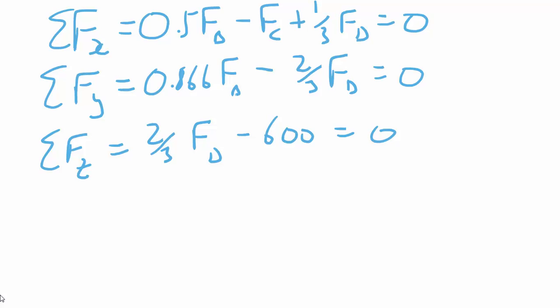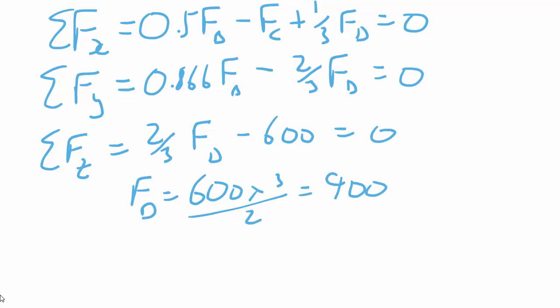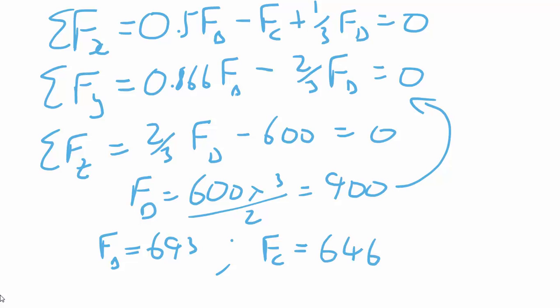So I can rearrange my final equation, so I can say Fd equals 600 times 3 over 2, which is 900. I can then substitute that back into the next equation up. I can say Fb equals 693. And then substituting both of those into the first equation, Fc will equal 646. So that's the second 3D example from lecture 3, on free-body diagrams.